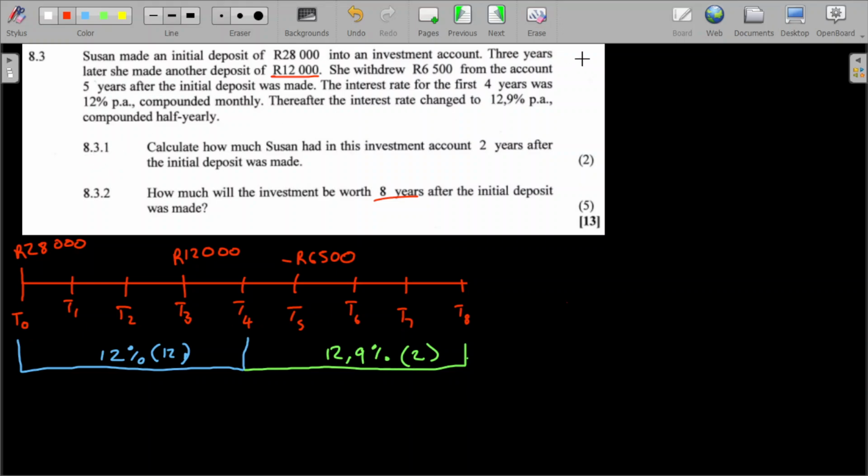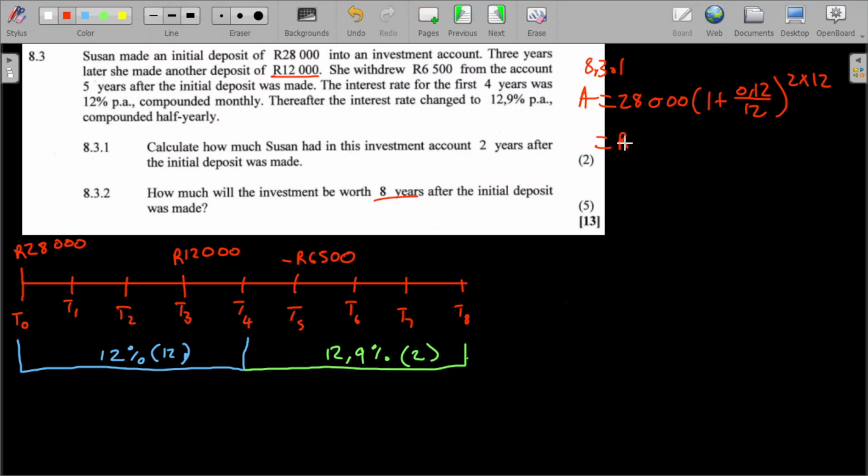Now 8.3.1, they're asking us to calculate how much money Susan had in an investment account 2 years after the initial deposit. So A is equal to the deposit of 28,000 times 1 plus the interest rate 0.12 all over 12, for 2 years, so 2 times 12.